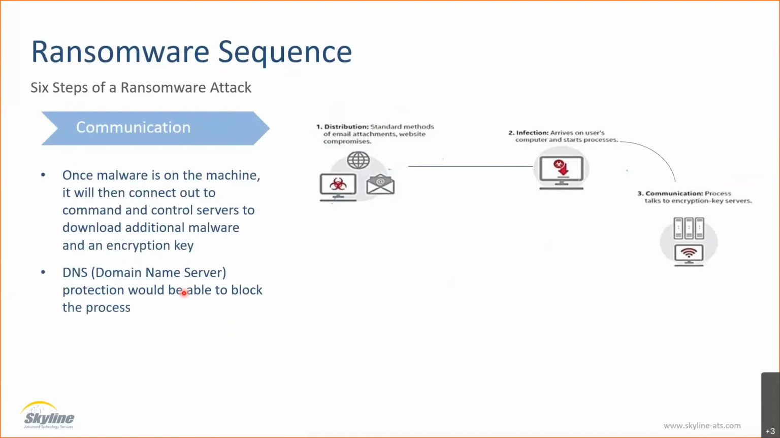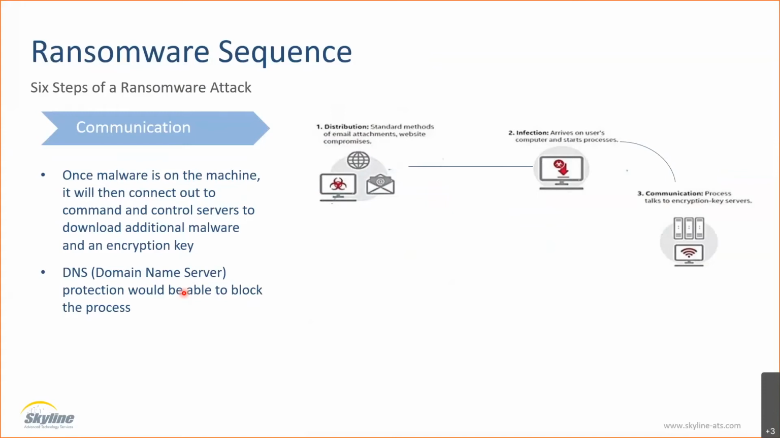Then once the malware is on the machine and it's gotten through, it's going to connect out to what's called a command and control server. A command and control server is a server out on the internet somewhere. The malware will contact that server to download the encryption keys. It'll also contact that server to download additional malware.